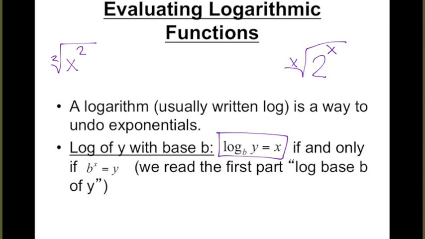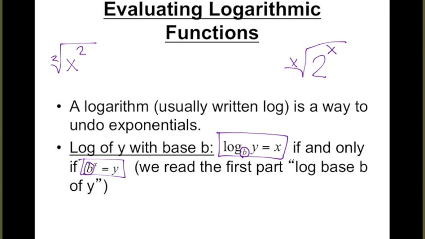This is the same thing as the exponential b to the x equals y. The base is the same. So either the base of the exponent or the base of the log is the same. But in the log, the base is with the y, and in the exponential, the base is with the x.